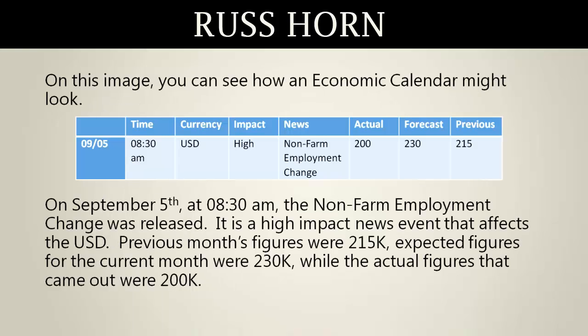On this image, you can see how an economic calendar might look. On September 5th at 8:30 in the morning, the non-farm employment change was released. It is a high-impact news event that affects the US dollar. Previous month's figures were 215,000. Expected figures for the current month were 230,000, while the actual figures that came out were 200,000.